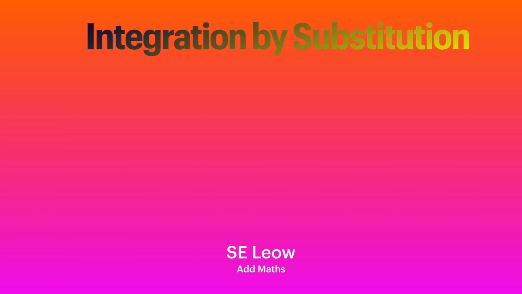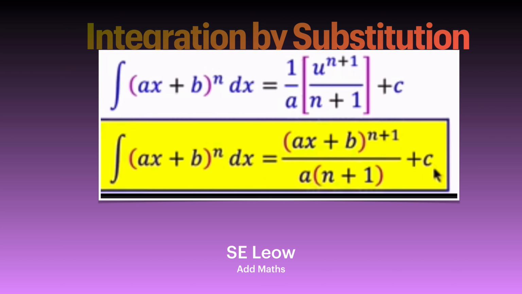So as you can see, the formula is given in such a way: integrate (ax plus b) to the power of n dx is equal to (ax plus b) to the power of n plus 1, over a, and over n plus 1. And don't forget, you have to add the c. So as you can see, the formula is quite complicated, so you need to memorize the formula well so that you can apply.